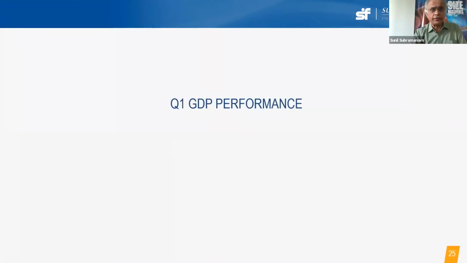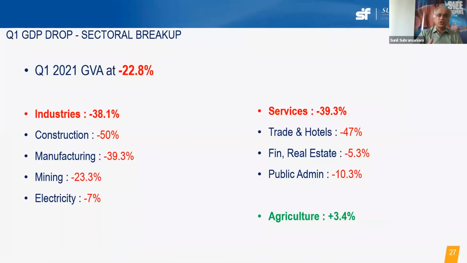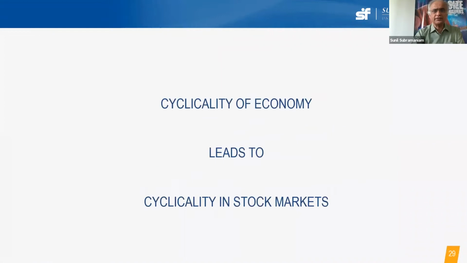And on top of it, in Q1, we saw that the impact of the pandemic plus the COVID crisis led to a 24% negative GDP growth, by far the worst in comparison with the G7 countries. This decline was shared equally by industry and services, being 38% down. Agriculture came with the saving grace with a 3% positive. Now, this clearly tells you that we are still in the midst of a vicious cycle. So in that sense, the economy naturally leads to cyclicality in the stock market.